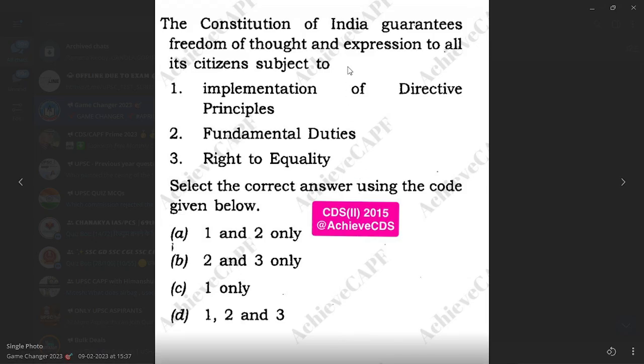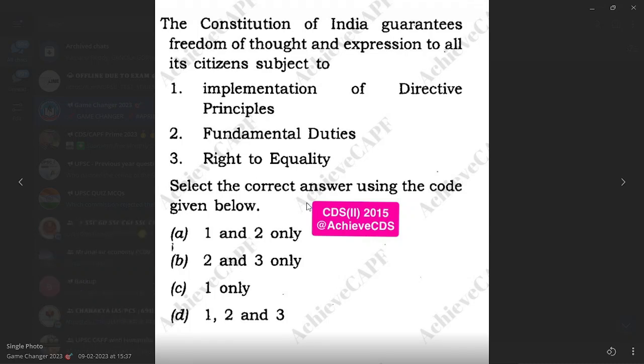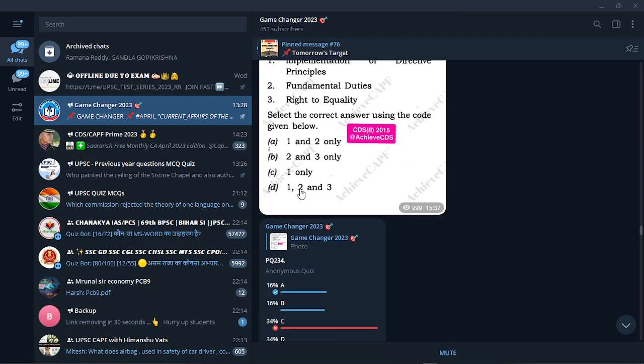The Constitution of India guarantees freedom of thought and expression to all its citizens, subject to implementation of directive principles, fundamental duties, right to equality. Freedom of expression to all its citizens. Principles, fundamental, subject. 1, 2.